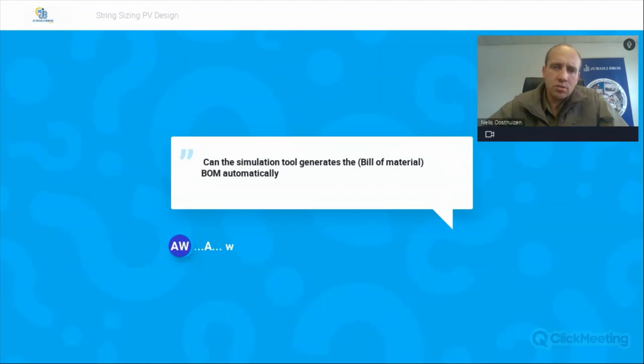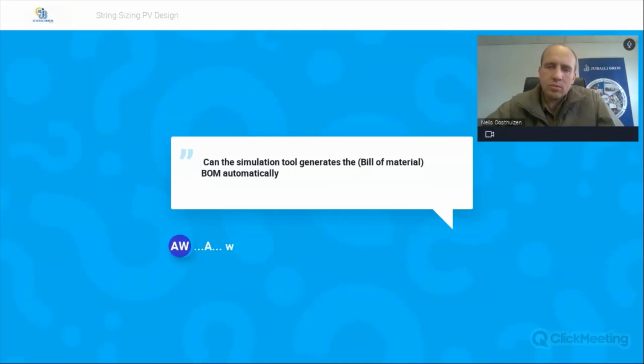Can the simulation tool generate the bill of material automatically? In a limited way, yes. If I'm thinking about HelioScope, for instance, the bill of material that it would generate would be estimates. It would work on estimates between the ranges of where your inverters are installed in the field and where your AC tying point is. That's typically on the design, where you would see indication in meters.